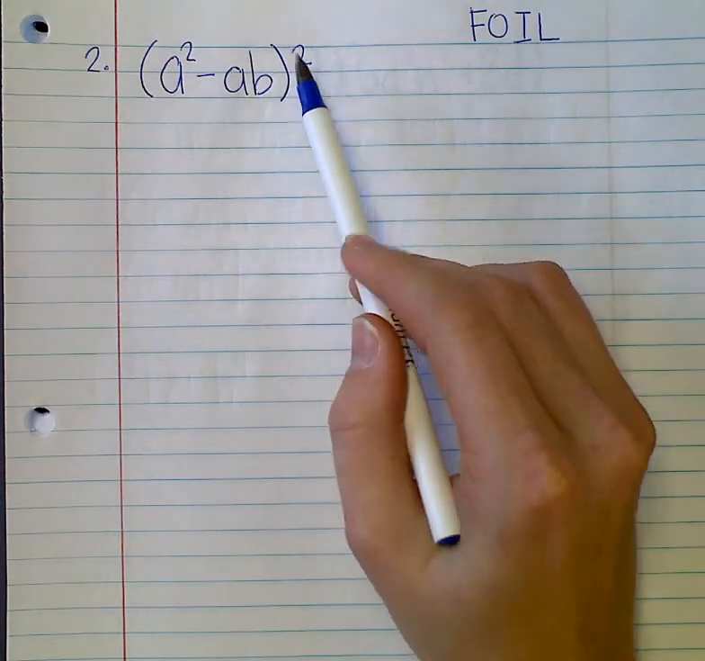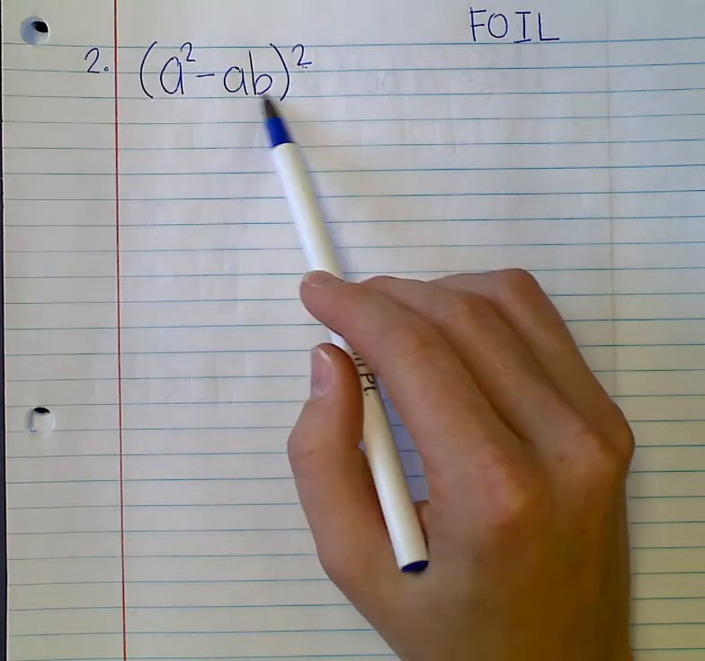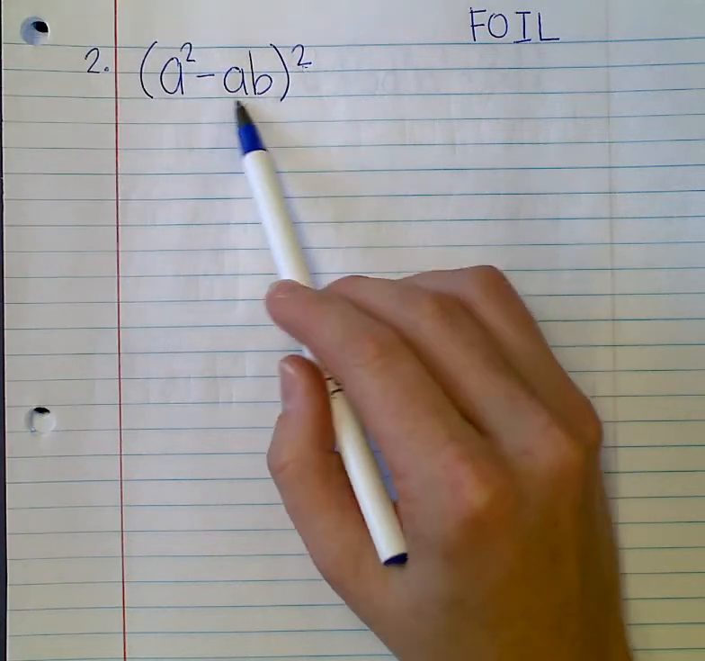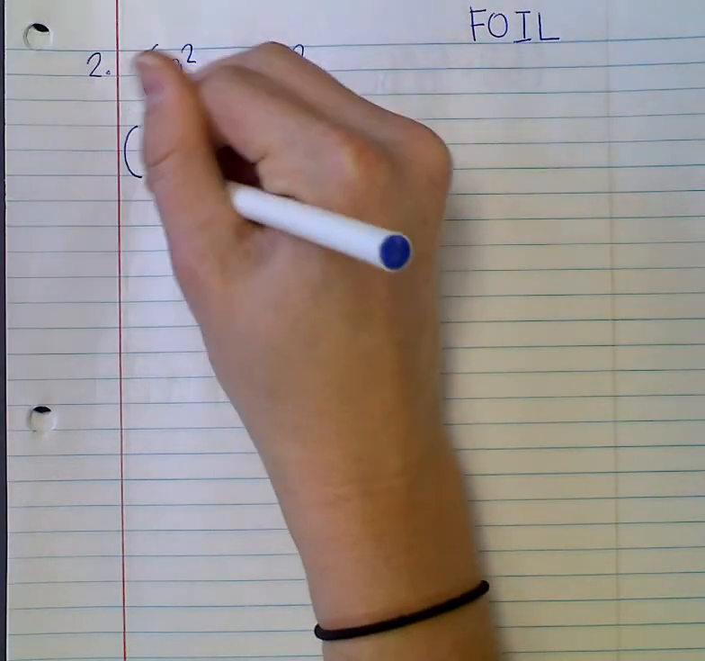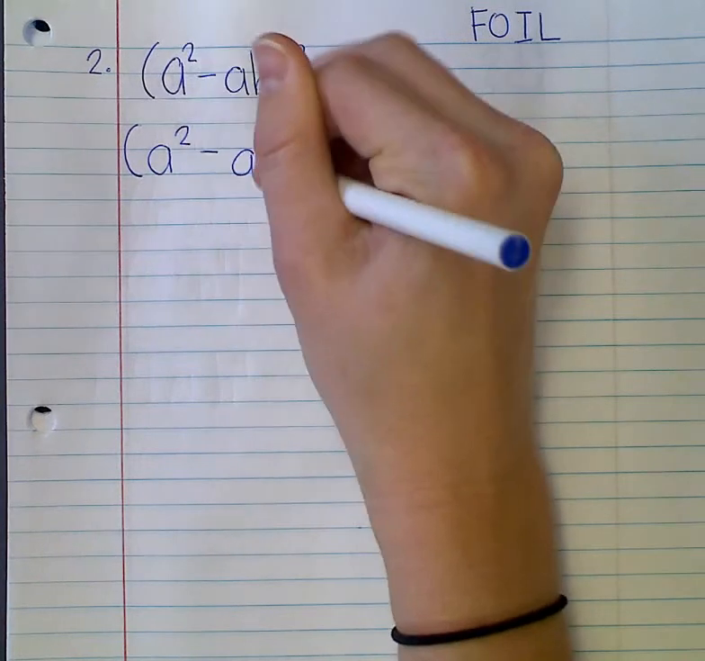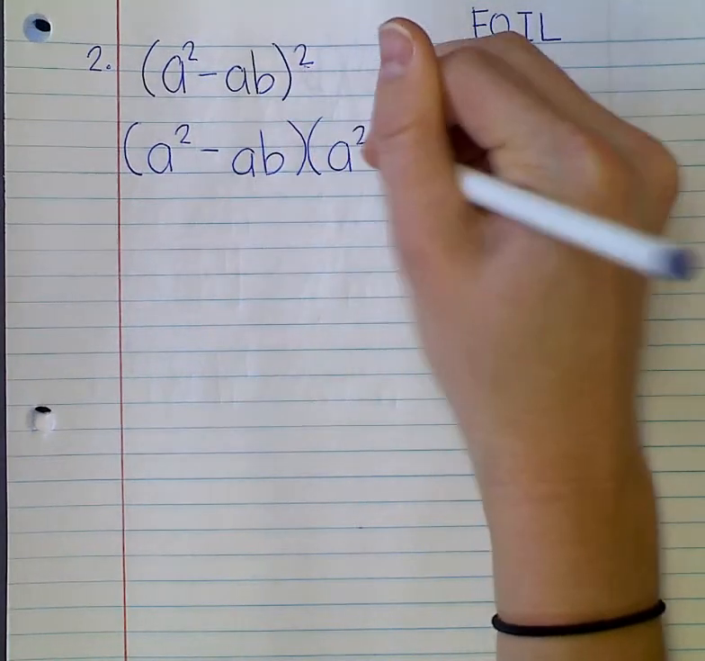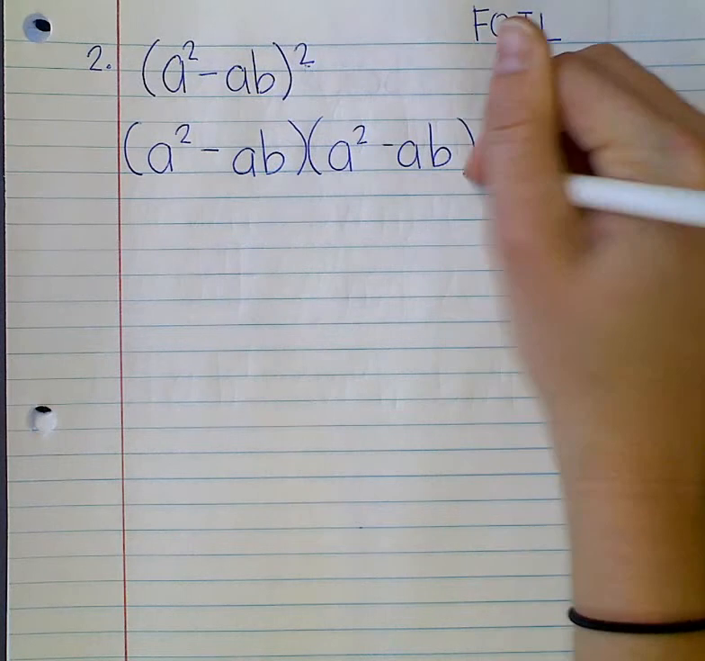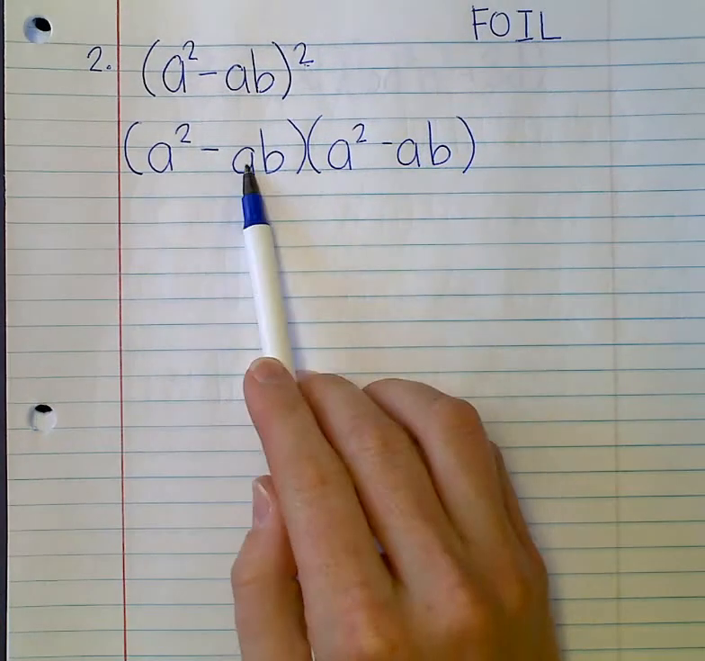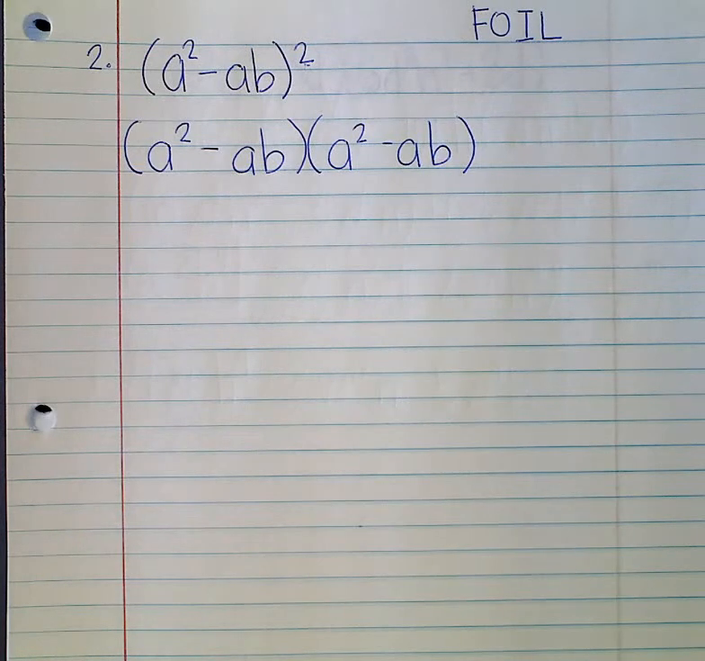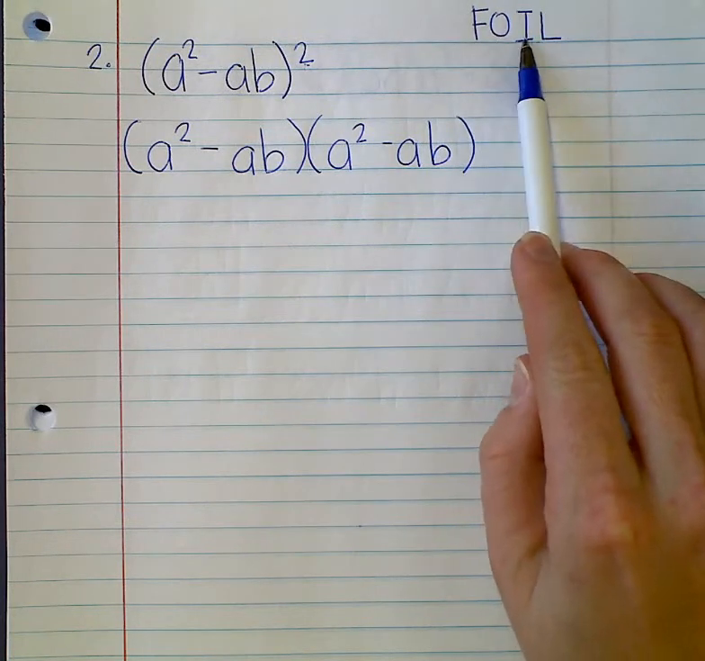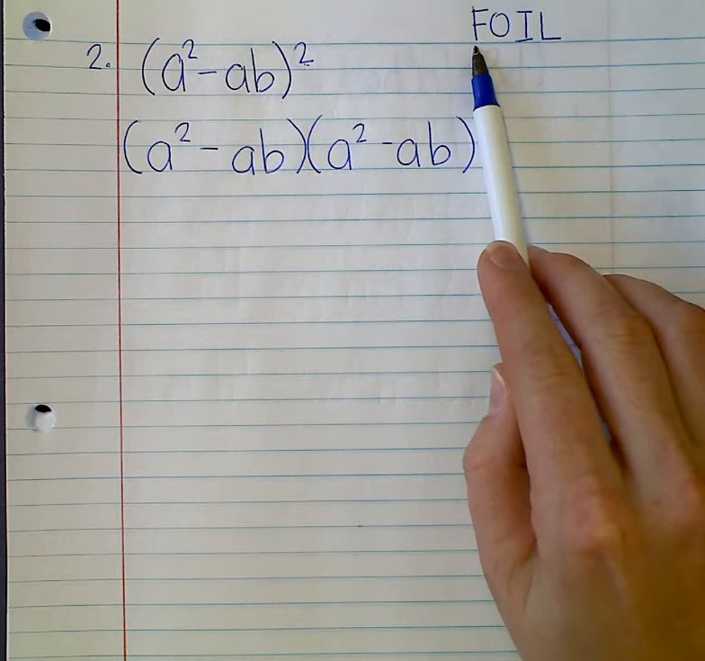This exponent of 2 is telling me that the quantity a squared minus ab is a factor 2 times. So let's write that. The quantity a squared minus ab is a factor 2 times. I now have a binomial times a binomial. We will use a method known as the FOIL method to multiply two binomials. F, O, I, L. First, we multiply the first terms in each binomial.